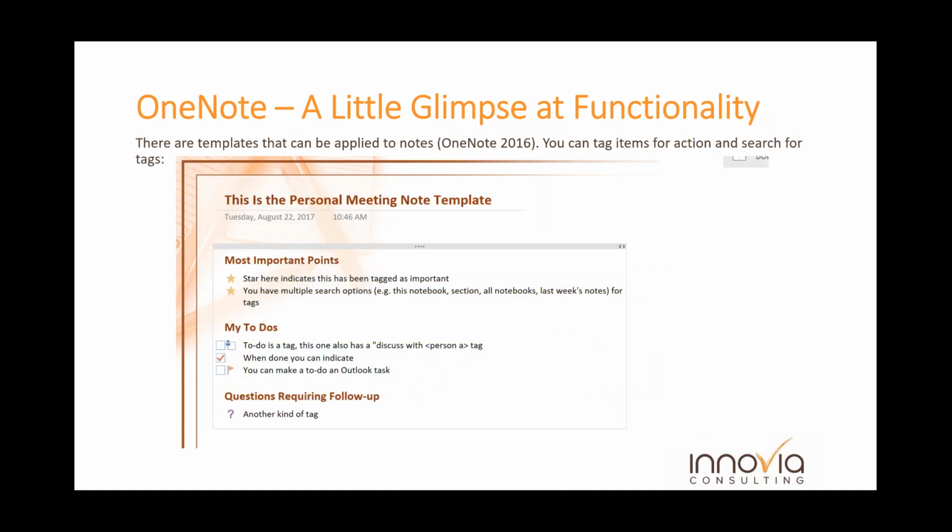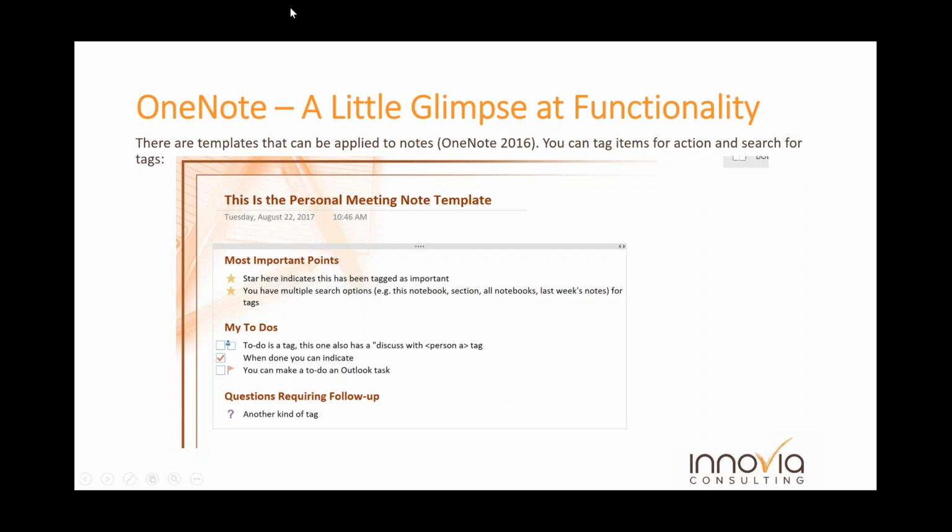And then again, this is also OneNote 2016. You can actually put templates in there. You can use a template, and this is a very simple template, a personal meeting note template. Again, I found this useful to use. There are much more complex templates. There's a whole load of templates. This is a OneNote 2016 feature.